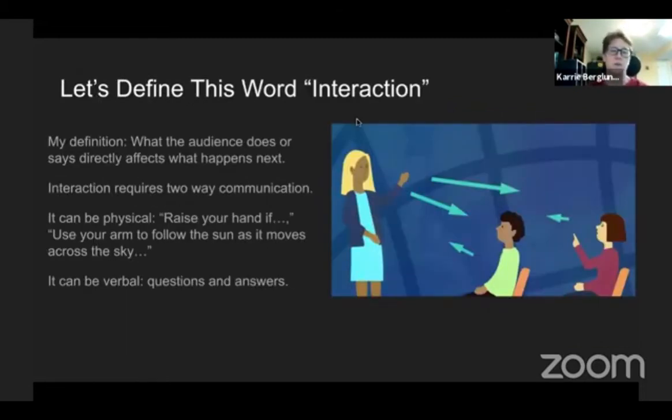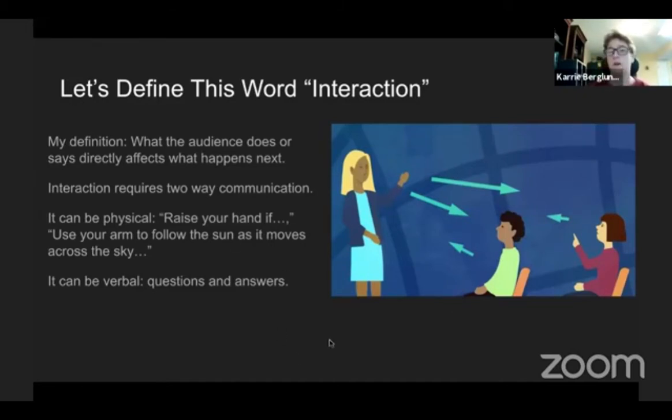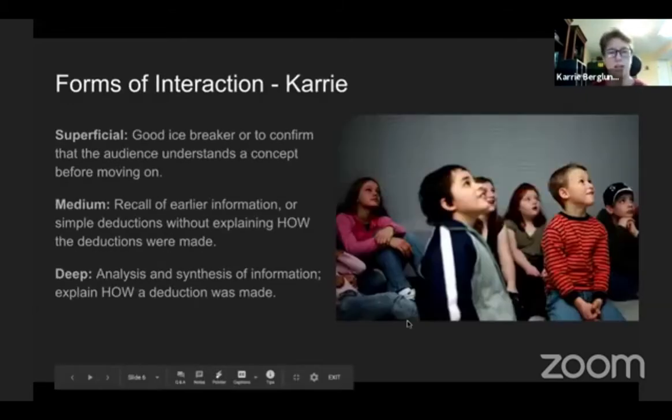First, I want to talk a little bit about the word interaction, or at least how I think of interaction, since I'm the one sharing my idea of interaction at the moment. For me, interaction means that what the audience does or says directly affects what happens next. That image is designed to give you the idea that it's the presenter, the woman on the left, sharing some ideas, but then the audience in the chairs is sharing ideas back, two-way communication. Interaction is not all verbal. It can be physical. It might be something practical that you want to know. Raise your hand if you can hear me, for example. Or you want to see if they're understanding the concept. Use your arm to follow the sun as it moves across the sky is another example of that. And of course, verbal.